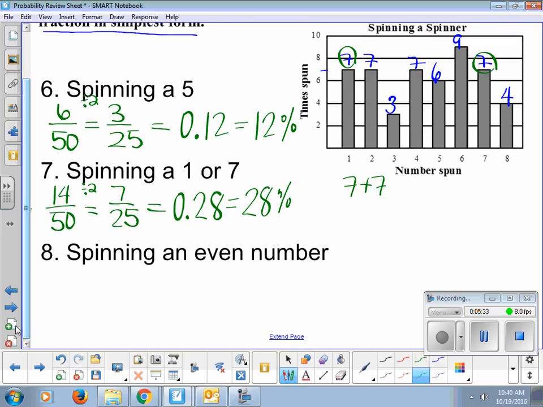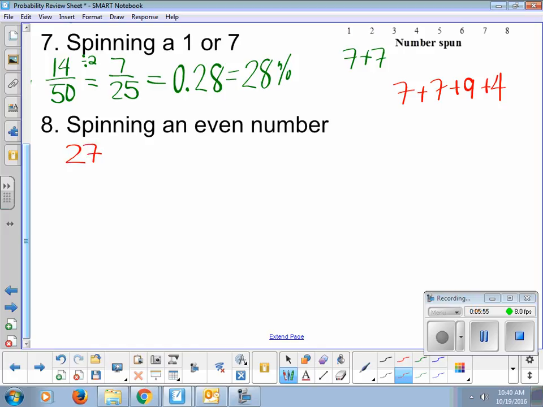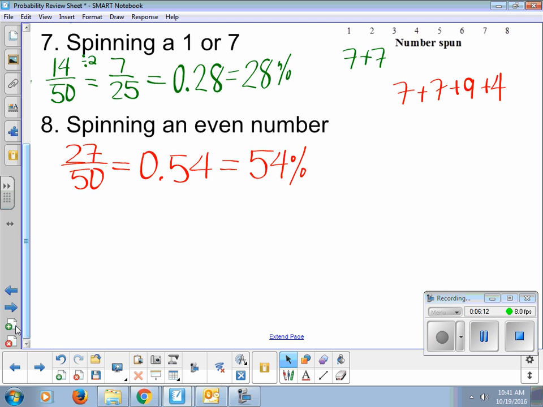For the last one, spinning an even number. Every time we need an even number, we need to add those up. So for 2, that was 7 times, 4 was 7 times, 6 was 9 times, and 8 was 4 times. When you add all 4 of these up, what did you get? 27. So we have 27 out of 50. Can this be simplified? No. How do we write it as a decimal? 0.54, and as a percent would be 54%.